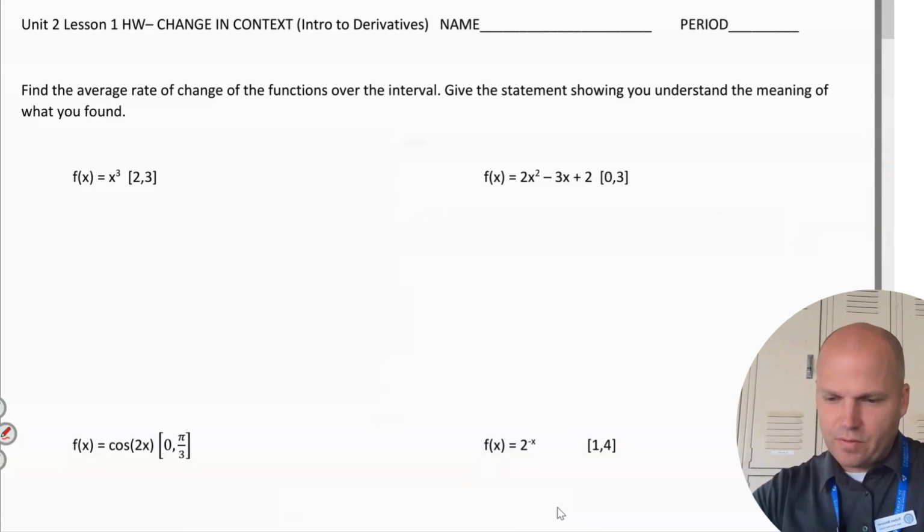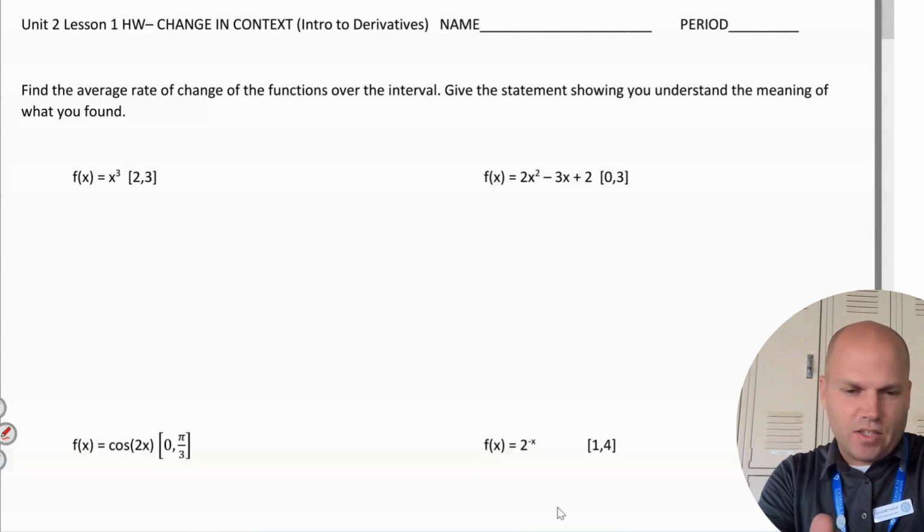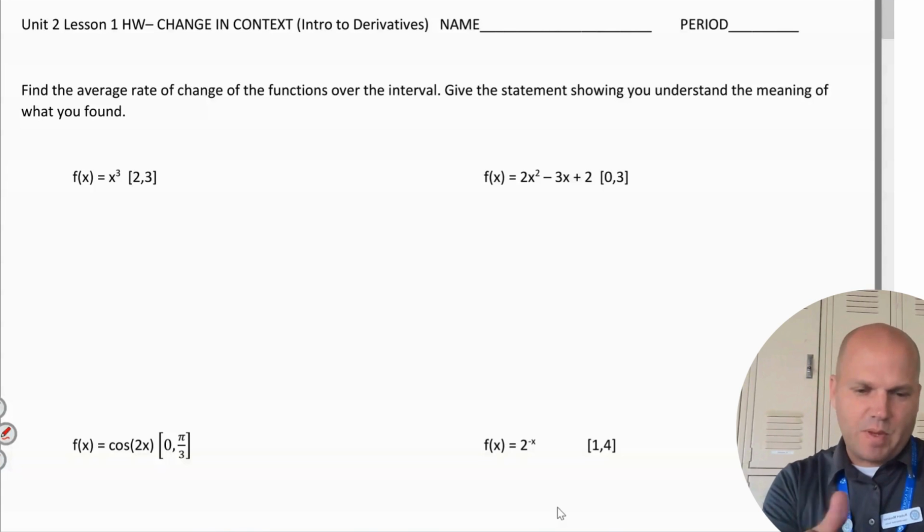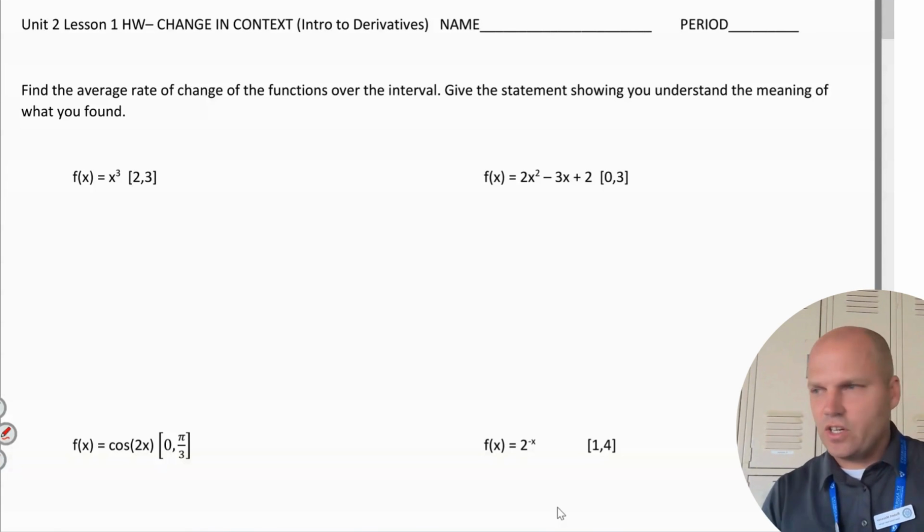What the heck is a derivative? What are we going to be spending the rest of the year talking about? Definitely the rest of the semester. And yes, rest of the year. What is this thing called a derivative?